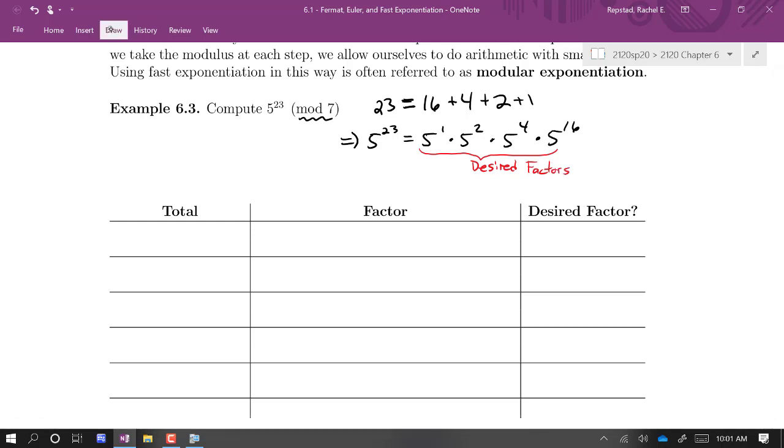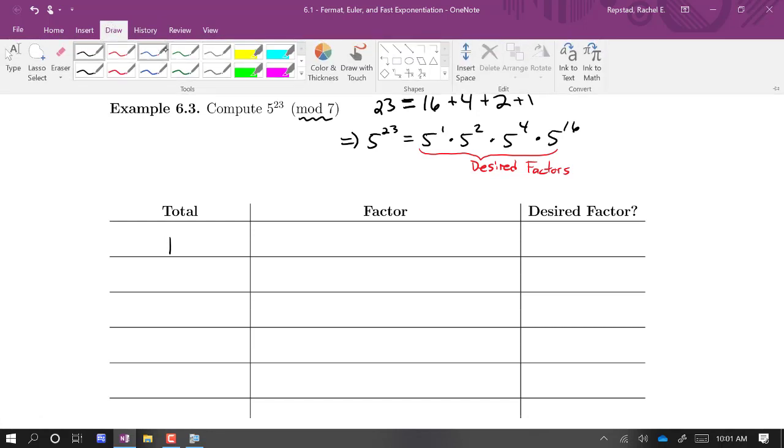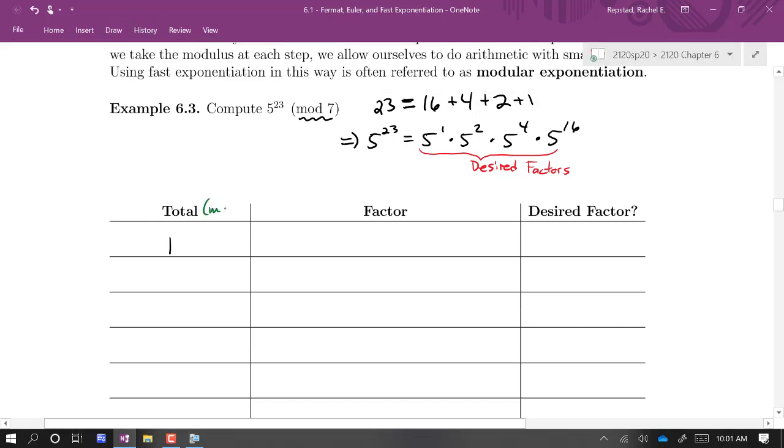All right, we're going to start filling in this table. The total always starts at 1. And as we go through this, we are going to reduce mod 7 at every step of the way. So that mod program that you put on your TI-83 or TI-84 will come in handy here. Our total is always 1. Our first factor is always our base to the first, so 5. This is a desired factor. So 1 times 5 is equal to 5.